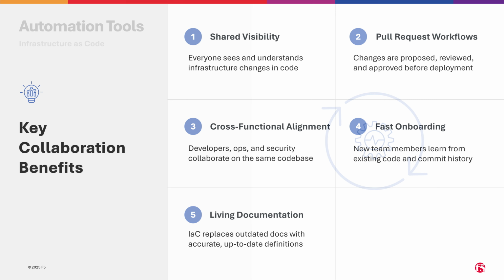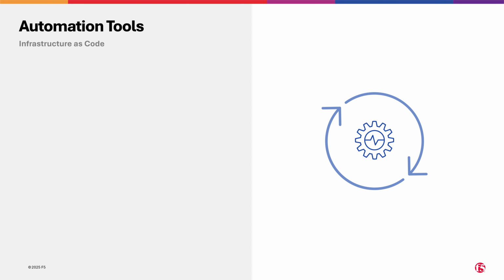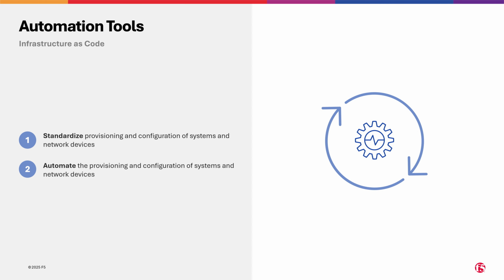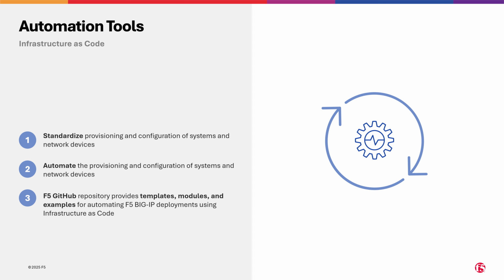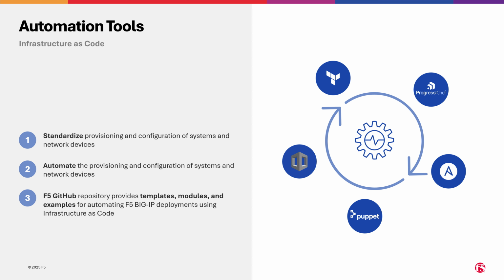To implement infrastructure as code, teams often use a combination of tools. These tools help standardize and automate the provisioning and configuration of systems and network devices. Check out the official F5 GitHub repository before you start. It contains a lot of resources, including templates, modules, and examples for automating F5 BigIP deployments using infrastructure as code. Common automation tools include Ansible, Terraform, Chef, Puppet, AWS CloudFormation, and other environment-specific tools. By using these tools, you can automate the entire lifecycle of your infrastructure, from provisioning to monitoring and operating stages.